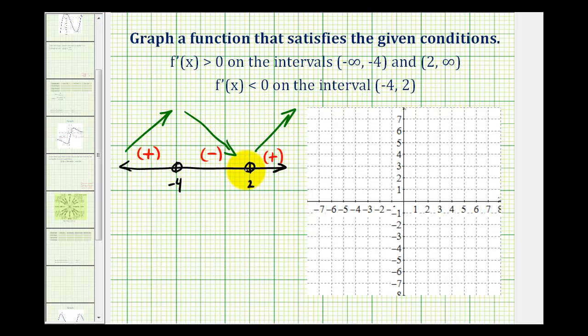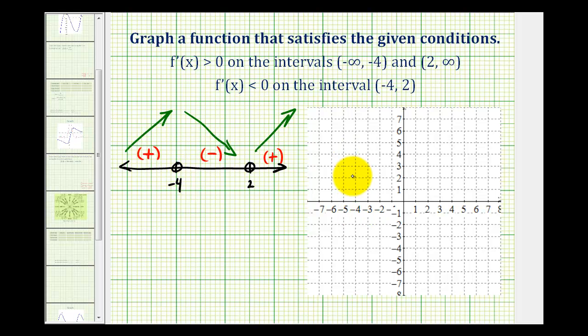So recording this information on the number line gives us a nice idea of what the function should look like. Notice the function changes from increasing to decreasing at -4. So we need to have a high point, or relative maximum, at x equals -4. And the function changes from decreasing to increasing at +2, which means we must have a relative minimum at x equals +2. So now to make this graph, we're going to sketch a high point at x equals -4.